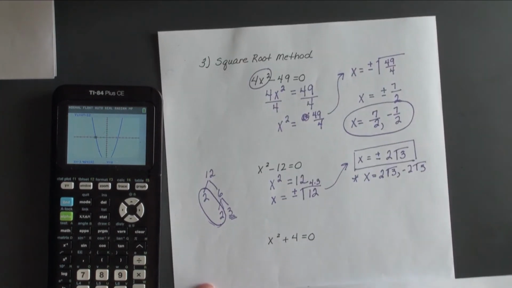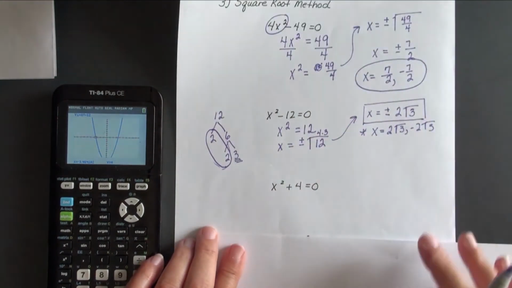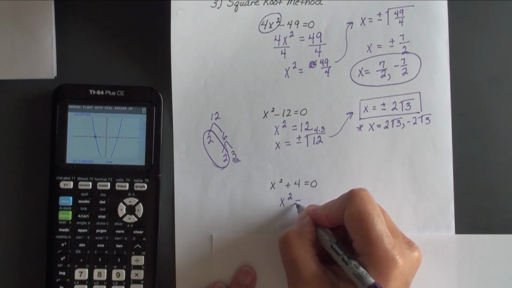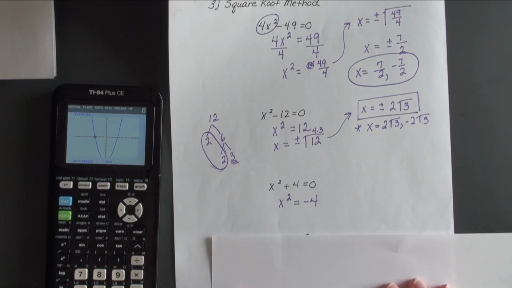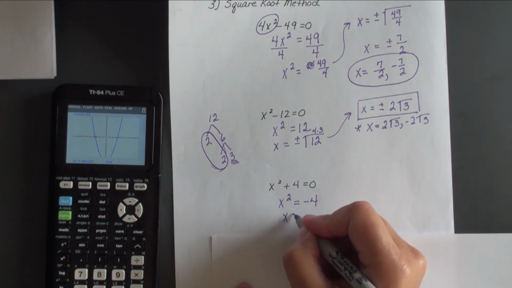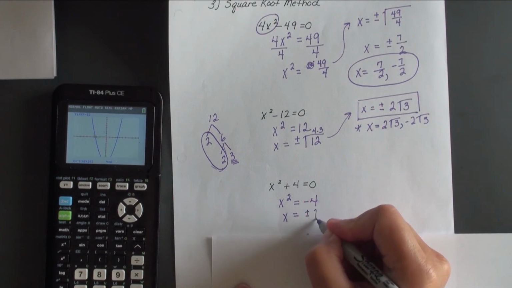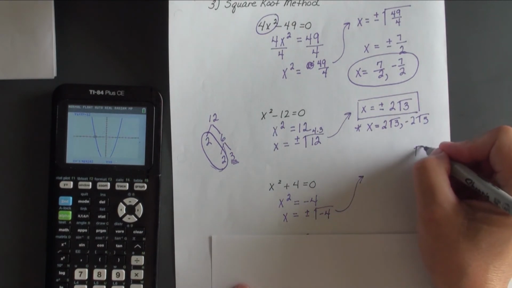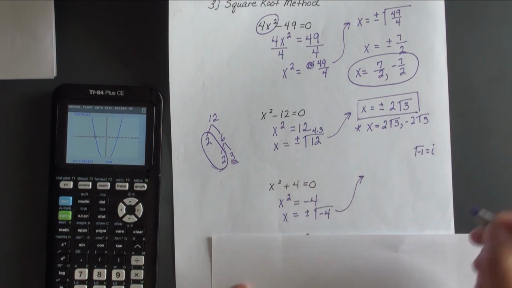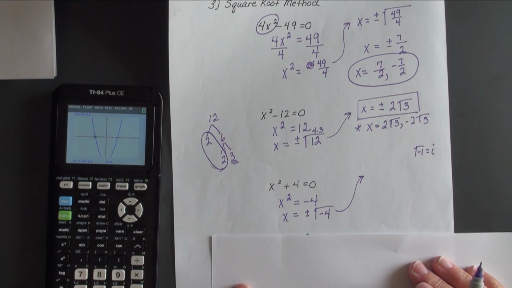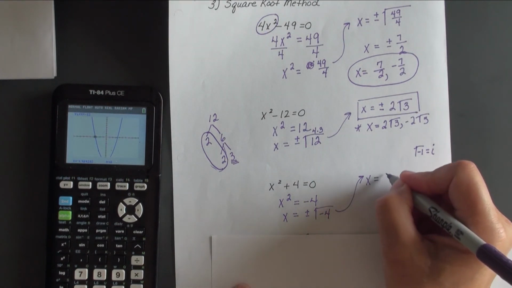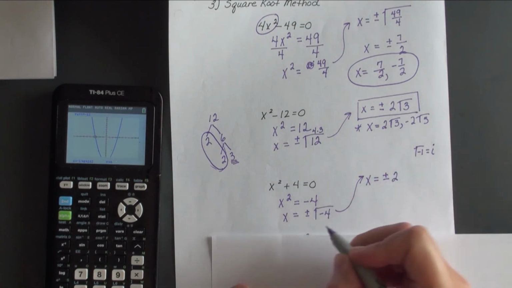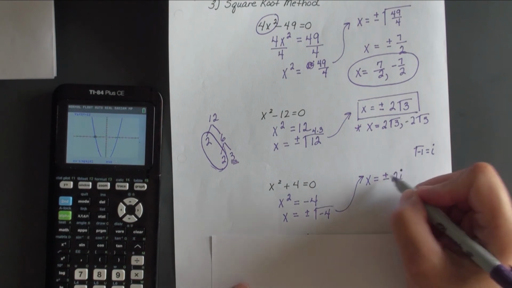Our last one is x squared plus 4 equals 0. So if I move the 4 over, I would have to subtract it from both sides, and then take the square root, and I'd have plus or minus the square root of negative 4. Now remember that the square root of negative 1 is equal to i. That's an imaginary number. So x would equal plus or minus, the square root of 4 is 2, but it's negative, so that would be 2i.